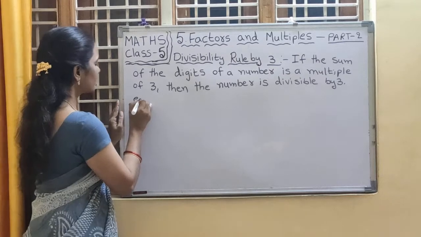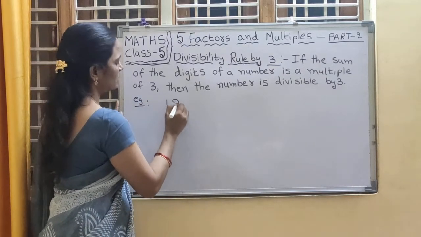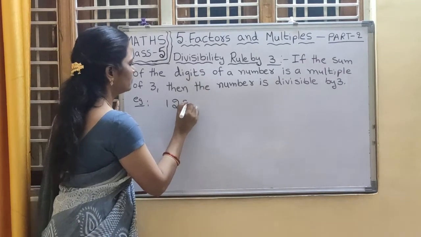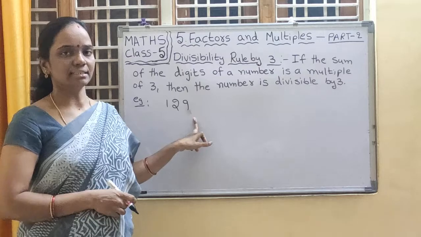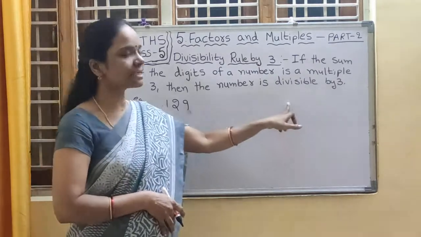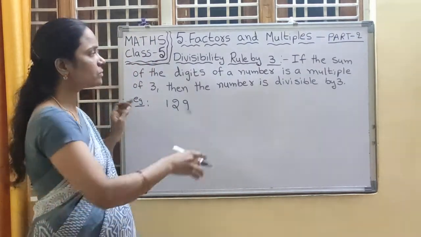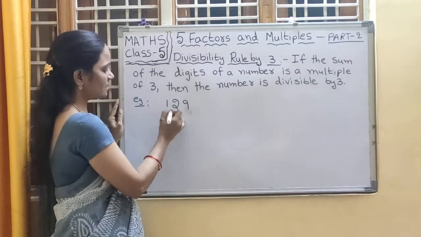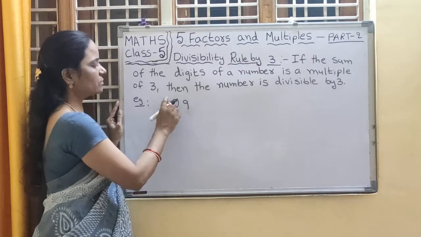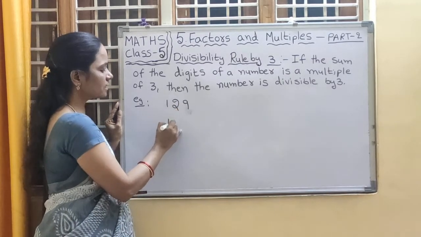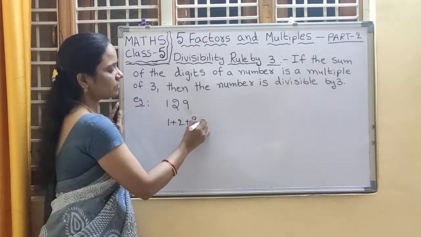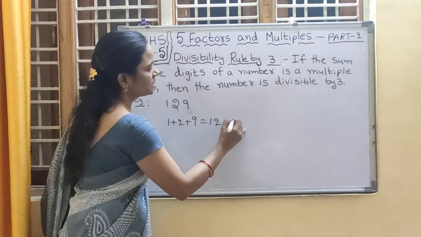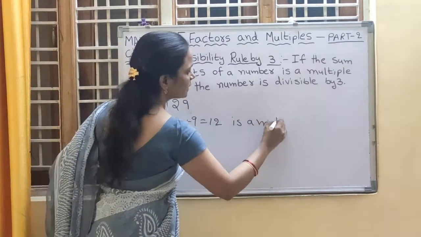For example, take 129. Is this number completely divisible by 3? Shall we check now? What we have to do? Take the sum of the digits of the number. What are the digits? 1, 2, 9. Add all the digits: 1 plus 2 plus 9. What is the answer? 1 plus 2 is 3, 3 plus 9 is 12, and 12 is a multiple of 3.